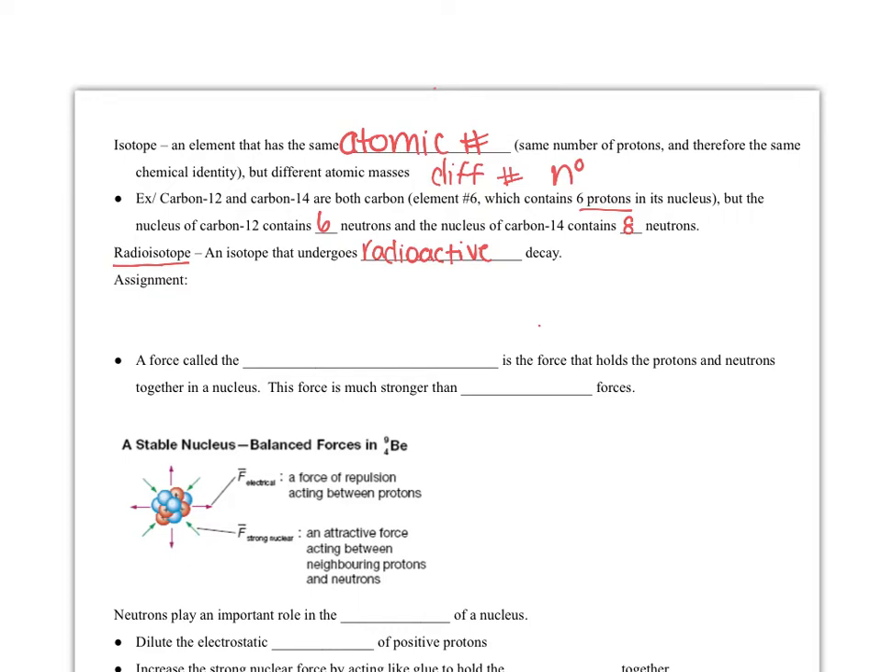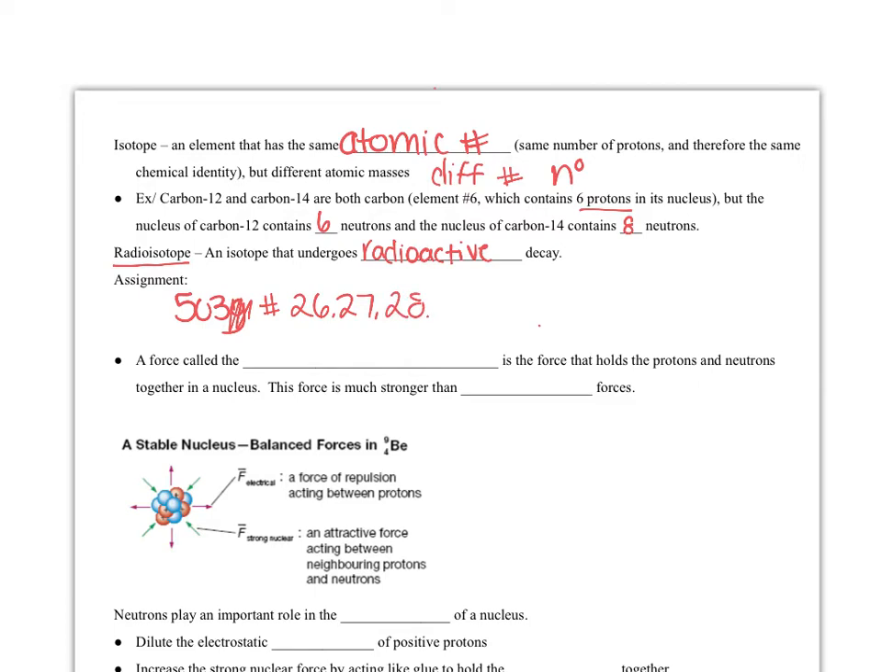The assignment for this section, talking about number of protons, neutrons, electrons, and nuclear notation, would be on page 503. And I would want you to do number 26, 27, and 28.